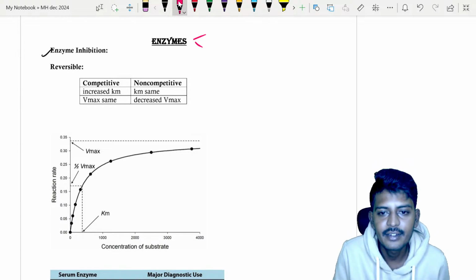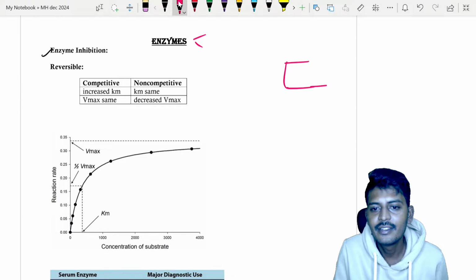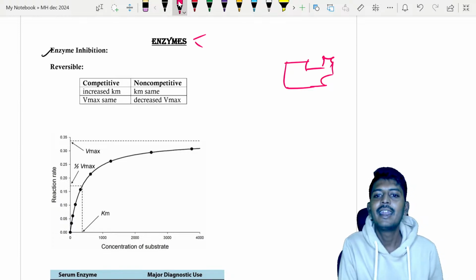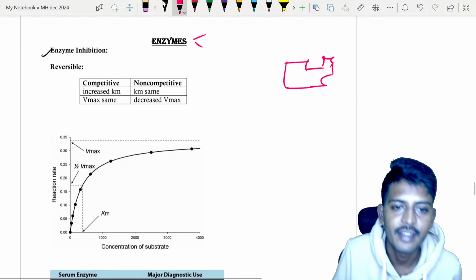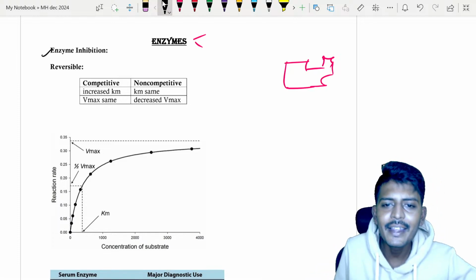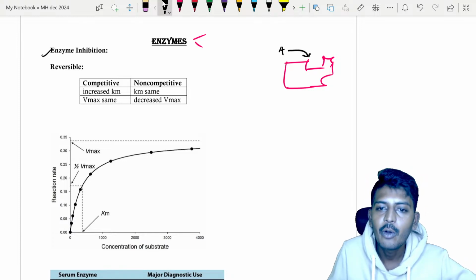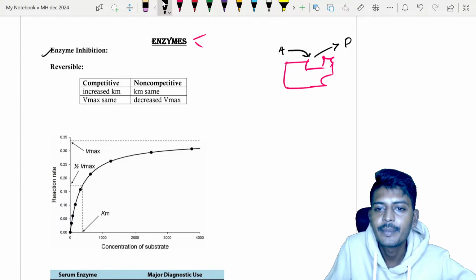If I consider this is the structure of an enzyme, let's imagine this is the structure of one enzyme. For our understanding, I'm drawing this. Now this enzyme converts substance A, which comes and binds here. Now the substance A gets converted into substance B.